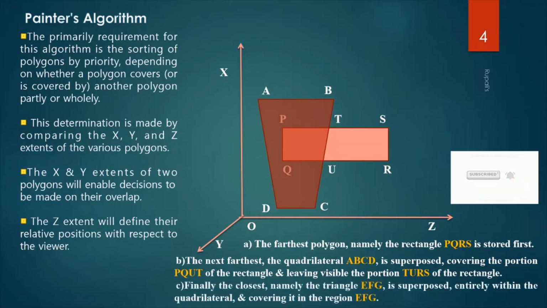Now, finally the closest, namely the triangle EFG. This triangle EFG is superposed entirely within the quadrilateral, covering it in the region E, F and G. So, the Z extent will define their relative position with respect to the viewer.